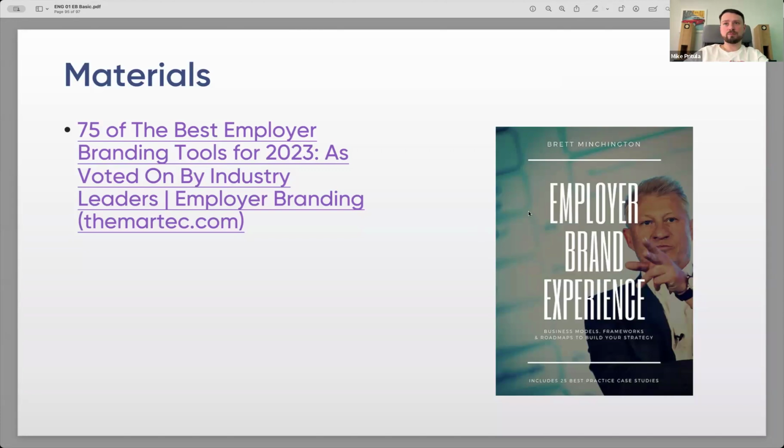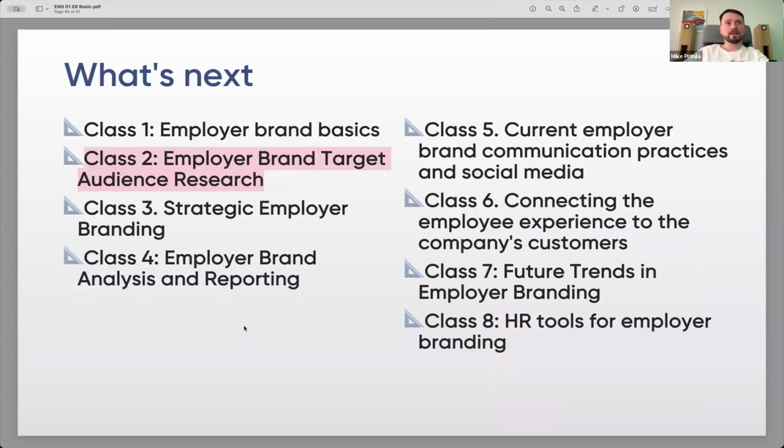Then some materials. If you want to read a book, I highly recommend Brand Mitchington's book, or you may read the big and interesting article about different tools, like 75 tools for employer branding. What's next? This is it for employer brand basics. Next time, in our next class, we will be talking about employer brand target audience research.